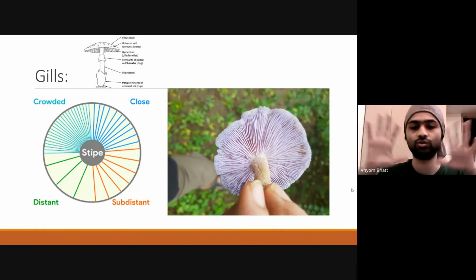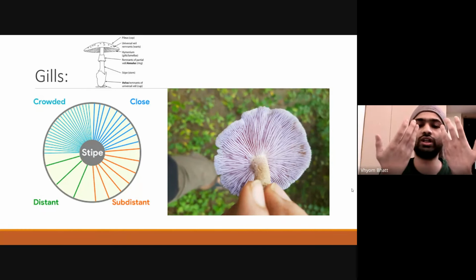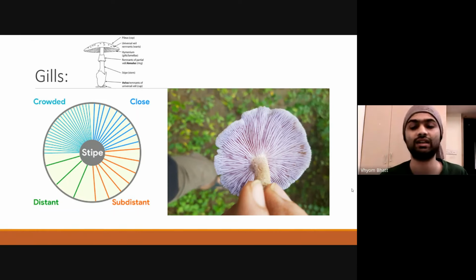So after the caps, we went from caps to the cap margins. Now we'll go to the underside, that is the gills. Another very important factor. Imagine you are seeing this mushroom just like this. There is a central stipe which is over here. And then there are crowded gills, close gills, subdistant and distant gills. I'll show you some examples.